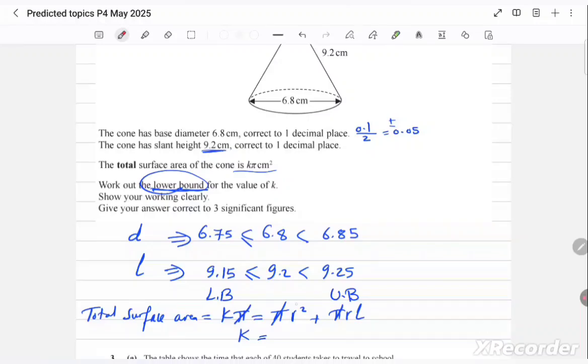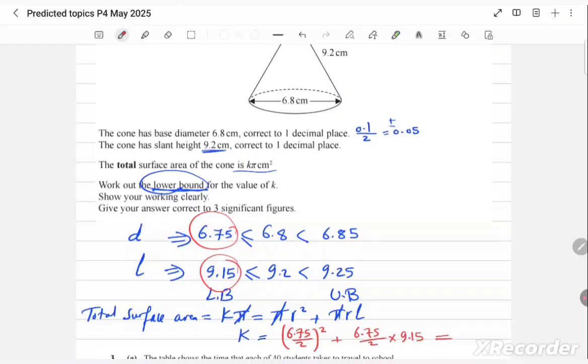So r here is the lower bound of the diameter. So 6.75 divided by 2, because this is a diameter and I need the radius, squared, plus r, again 6.75 over 2, times the slant height L. L we said the lower is 9.15. So we should calculate this to find k.